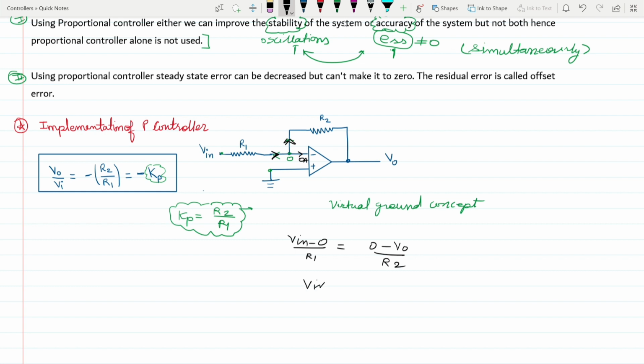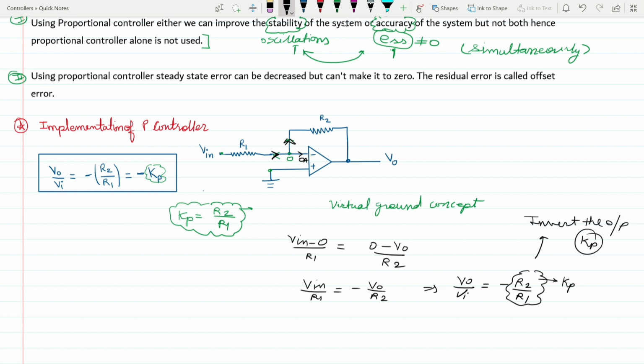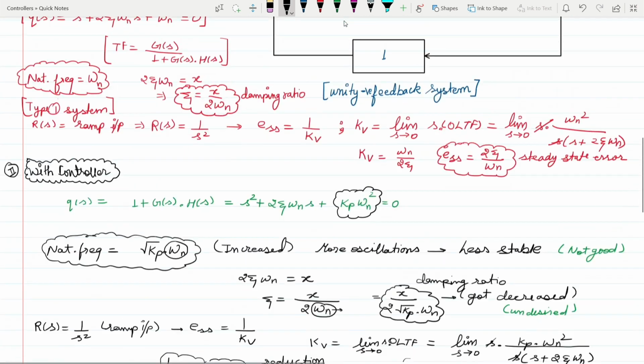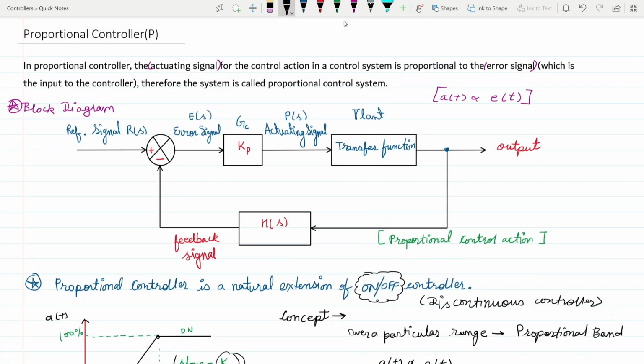So from here, Vin by R1 equals minus Vo by R2. This implies that Vo by Vi equals minus R2 divided by R1. Here you can use R2 by R1 as the parameter Kp. Here it comes out as minus Kp, but you can just invert the output and get a positive Kp. So with this circuit itself, you can implement the P controller. Okay, so it's a very easy topic and you can easily do that. Okay, so this is all about the proportional controller, and thank you very much.